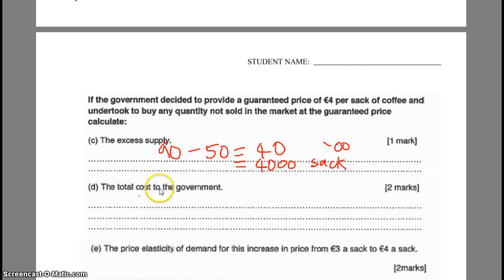Again, D, pretty simple, the total cost to the government. So we've got our 4,000 sacks, that's 4,000 extra being provided, and the government's guaranteeing the price of €4. So in order to keep this €4 per sack price, they're going to have to buy these 4,000 sacks at a cost of €4, and that equals 16,000 euros. So again, fairly simple. And let's move on to E.